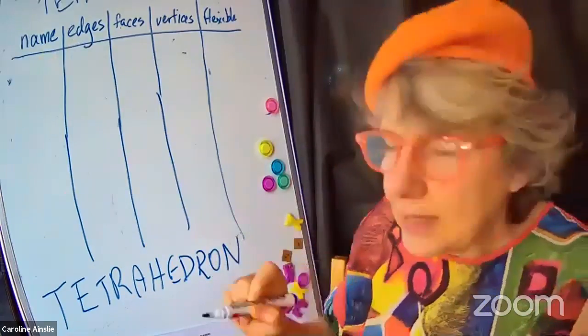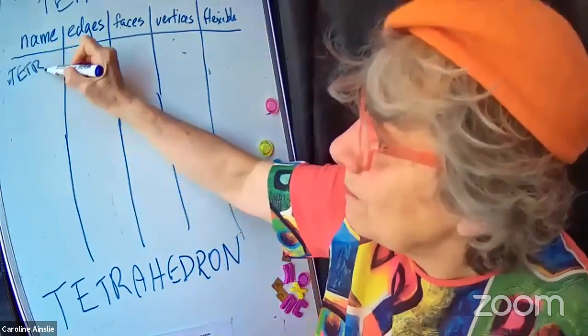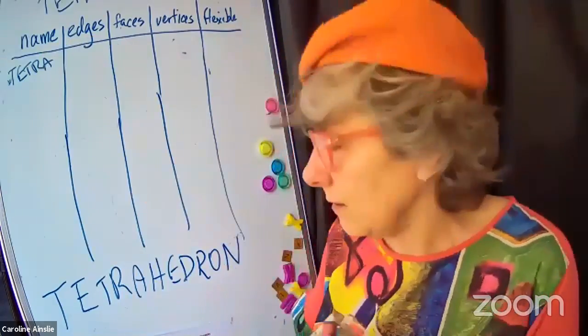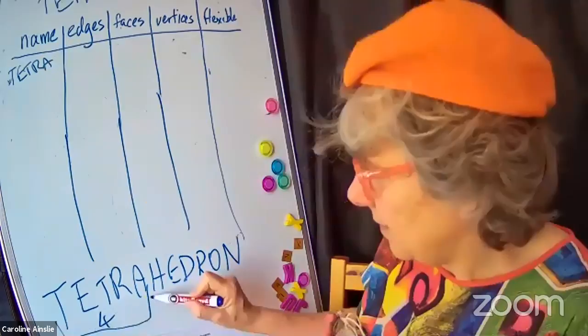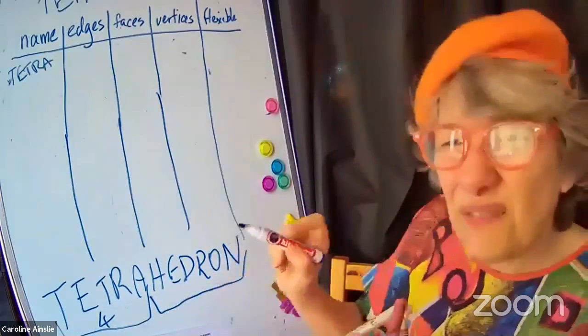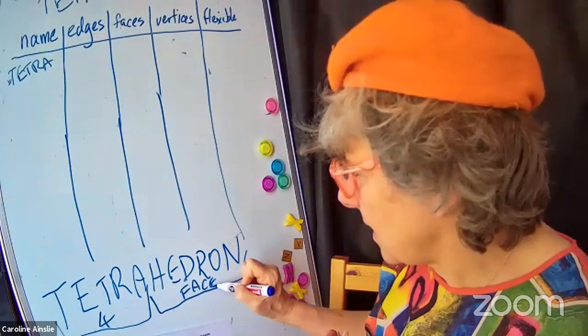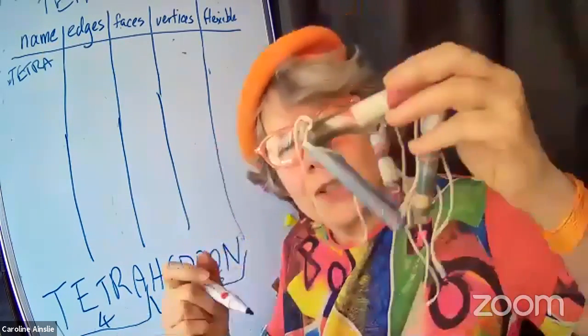There you go, tetrahedron. So that one's got, call it a tetra there. It's an ancient Greek word, and that part there means 4, and that part there, I don't know if it's singular or plural, but I'll call it faces, because that's how we use the word. It's got 4 faces, and so it's called a tetrahedron.